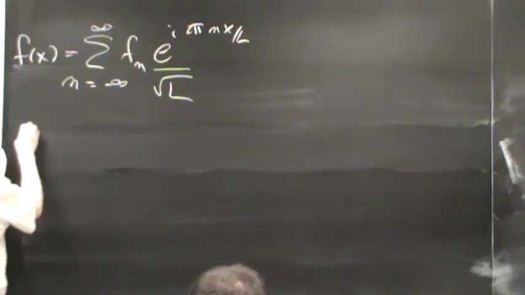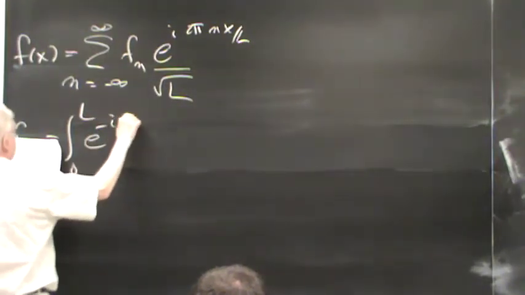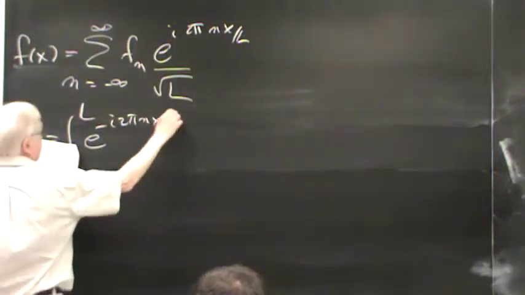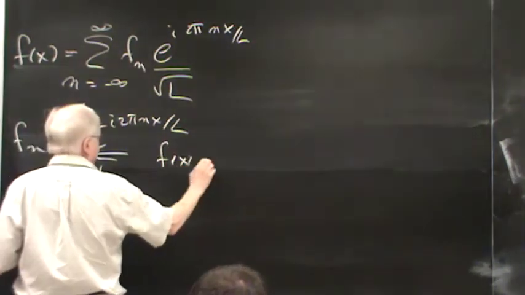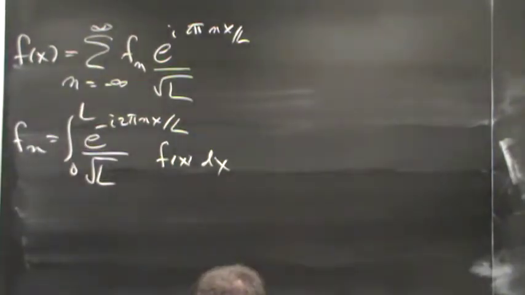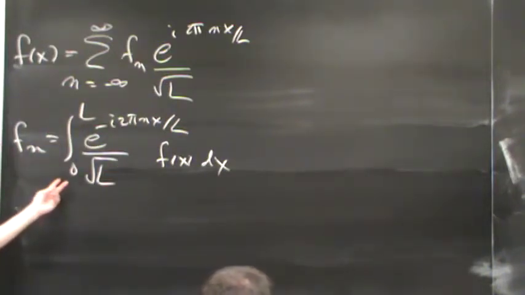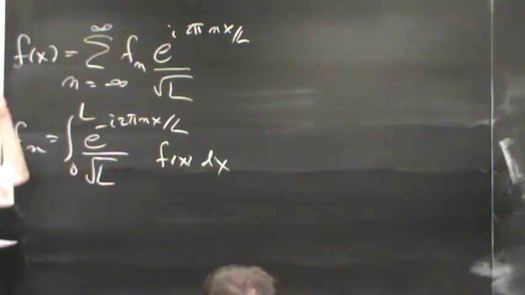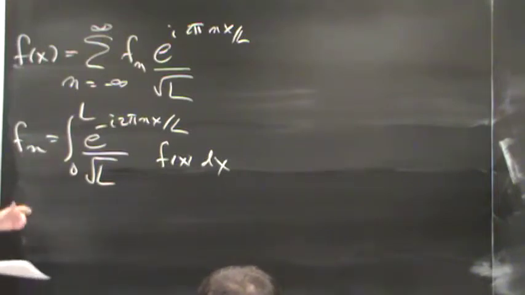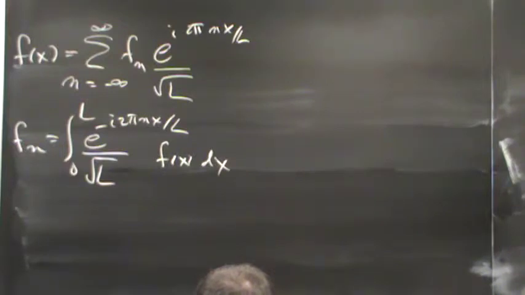So this is a direct generalization of the original thing that I wrote at the start of the lecture. The f sub n's are the integral from 0 to L of e to the minus i 2 pi n x over L over square root of L times f of x dx. And if the function f is periodic, then you can use any interval of length L, and it doesn't matter. The series is always going to be periodic with period L, no matter what the function is. And as I said, if the function is periodic, you can choose your interval arbitrarily.